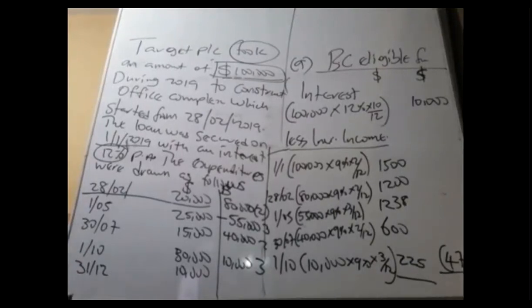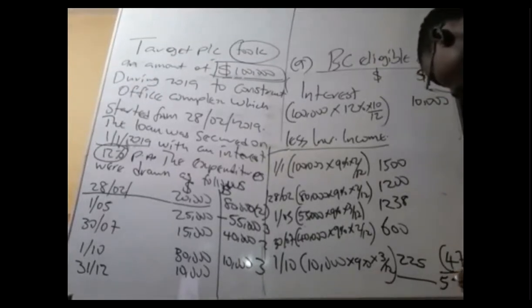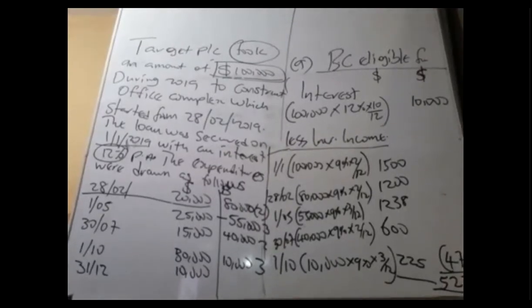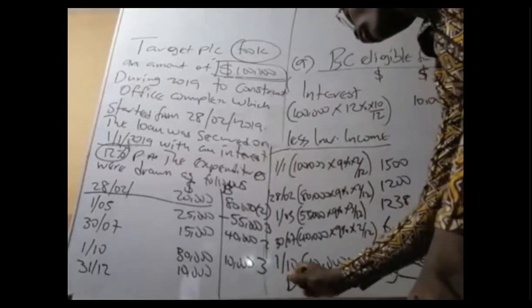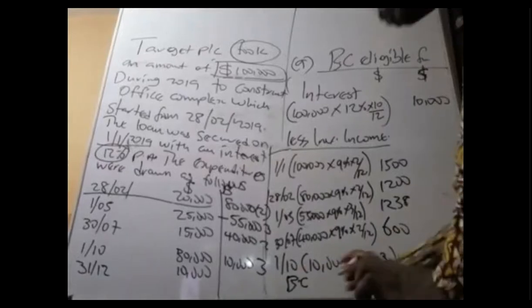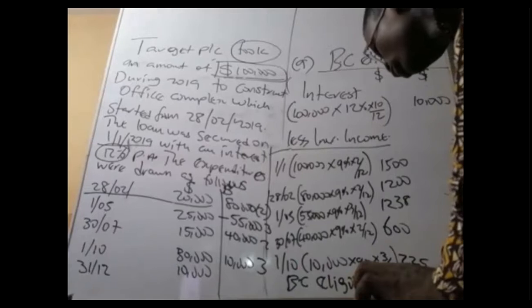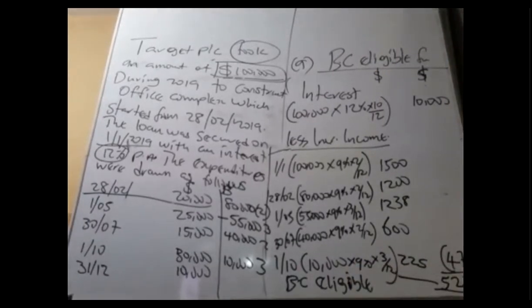5,237. So that's the borrowing cost eligible for capitalization. So right here, BG, eligible for capitalization. We are done.